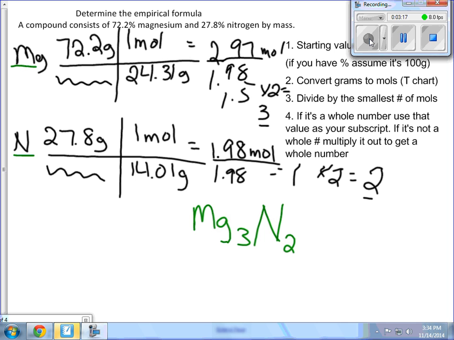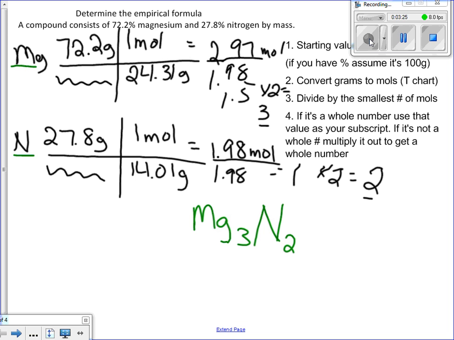I'm going to go over that last step again. We divided by the smallest number of moles. For magnesium, we got 1.5, and that's not a whole number. So we have to multiply that out to get a whole number. So what can you multiply 1.5 by to make it a whole number? And that would be 2. So this right here in this terrible handwriting says 1.5 times 2 equals, and our answer is 3.